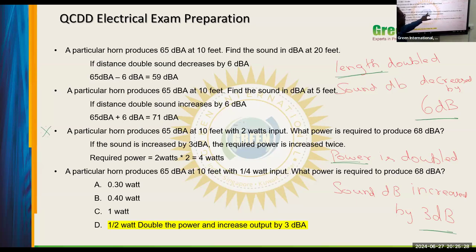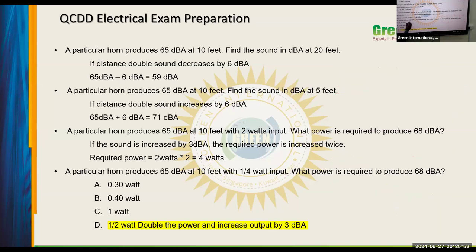That's why the power is increased 2 times. That's why we say 4 watts. It is increased by 3 decibels, that's why the power is double. So this question, here 65, so here 68. 3 dB increases.